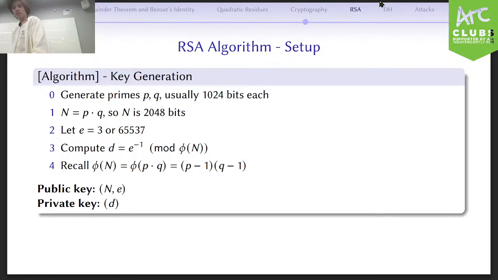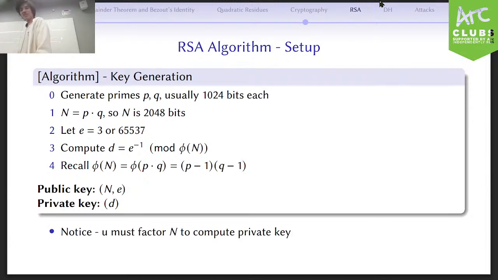Okay, and our public key is going to be N and E, and our private key is going to be D. What this means is that our public key can be known by anyone. So in our scenario with Alice and Bob, Alice and Bob can just send their public key. It doesn't matter if other people have it. Eve can have it and it's fine. But the private key is never sent. It's always kept secret. It's never sent.